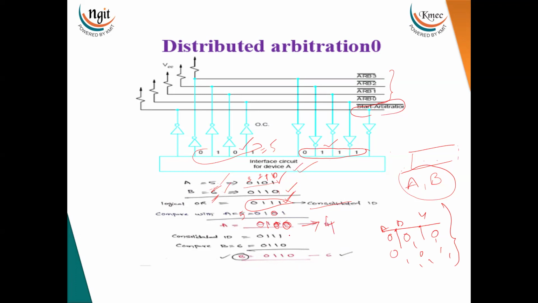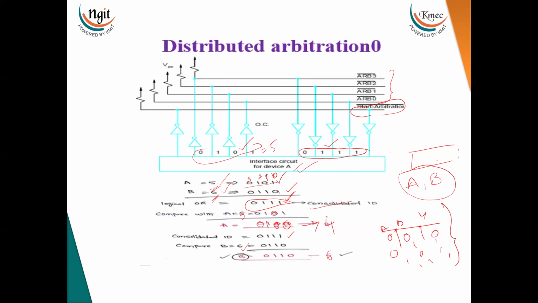4. Now similarly, B also compares the original ID with the resultant, consolidated ID. Now the consolidated ID is what? 0, 1, 1, 1. And what is the B ID? Device B ID is 0110. Now it will compare from the MSB onwards. Now 0 and 0 means 0, 1 and 1 means 1, 1 and 1 means 1. Both the values are matching, so it will take the same value. But the last value is not matching, it differs, so it will place the 0. Okay, now the resultant value becomes what? 6. Now if you see, here it is 4 and here it is 6.